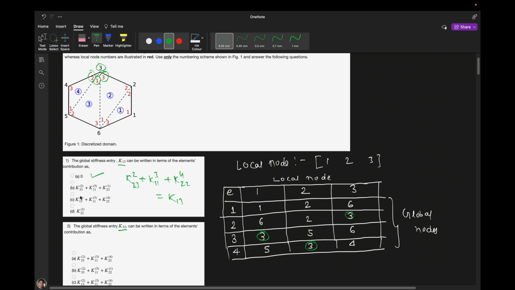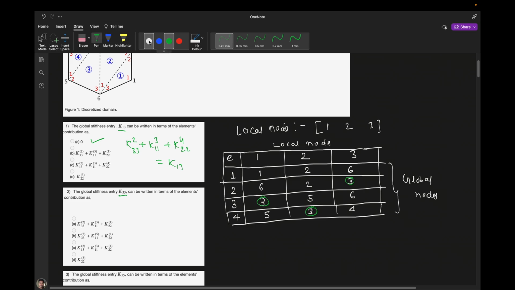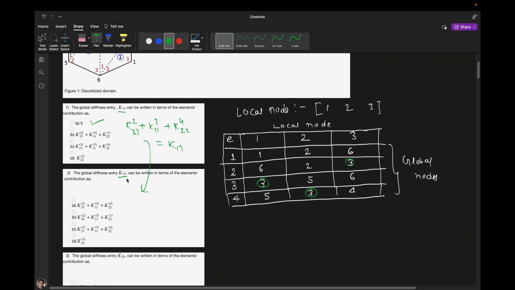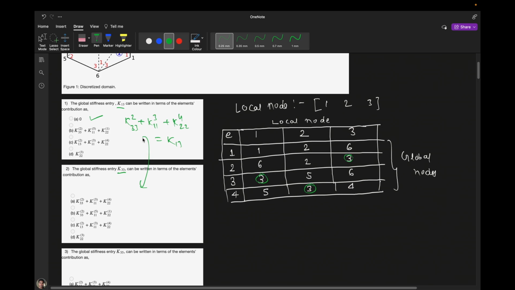So what is the correct answer? We can see that it is actually K233, K311, K422, which means that this will be the correct answer.